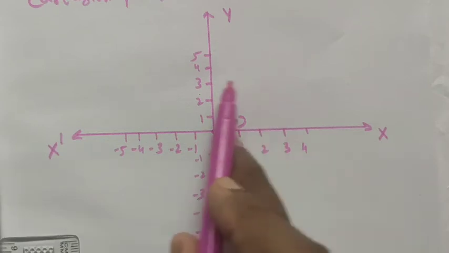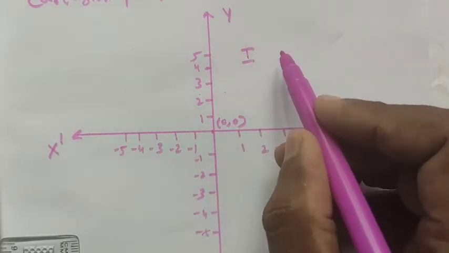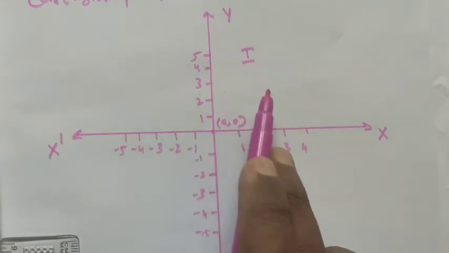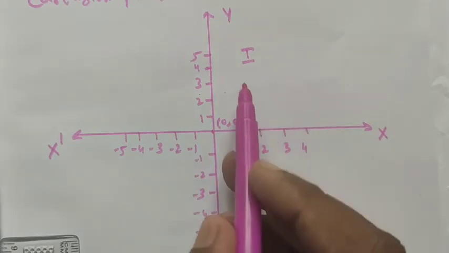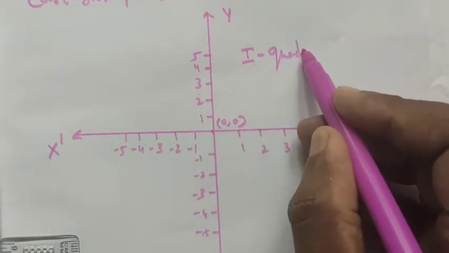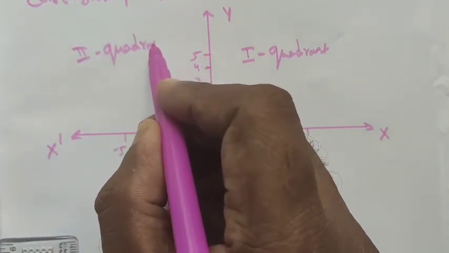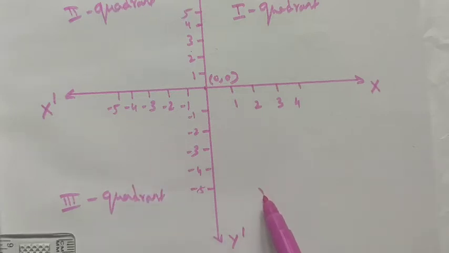In a counterclockwise or anti-clockwise direction, this is the first quadrant. The graph is divided into 4 quadrants. Anti-clockwise direction means we know the position of this side. This is the first quadrant, this is the second quadrant, this is the third quadrant, and finally this is the fourth quadrant.